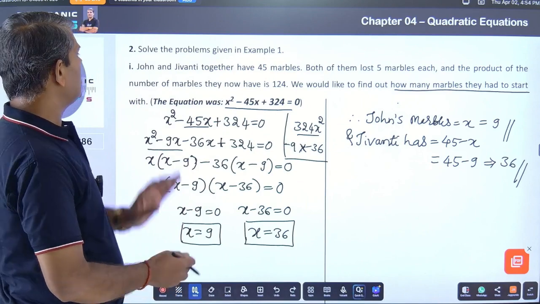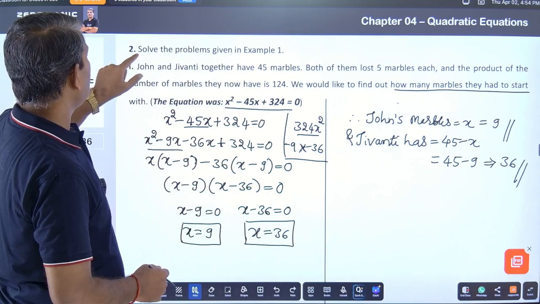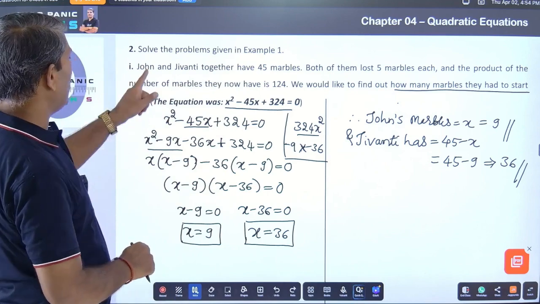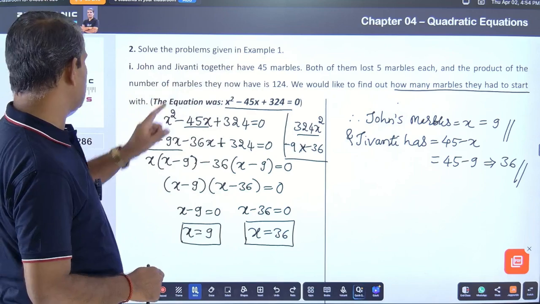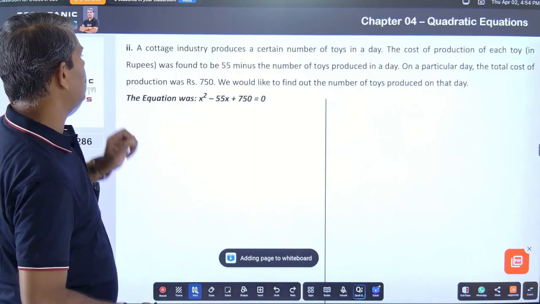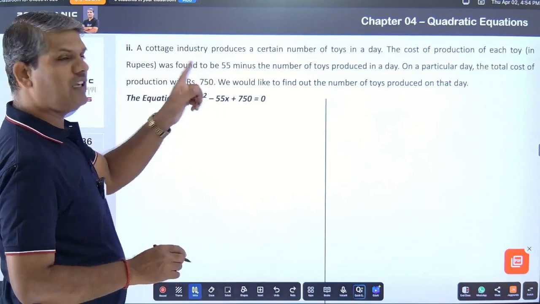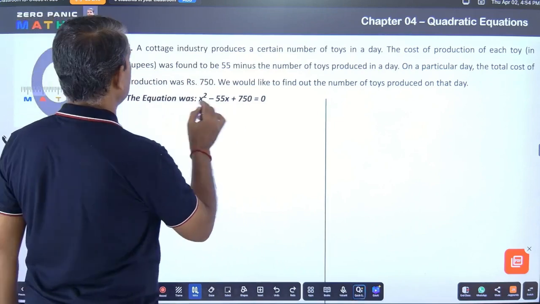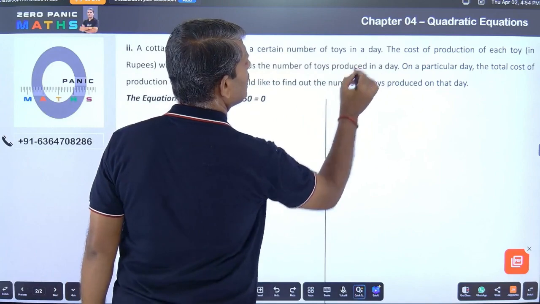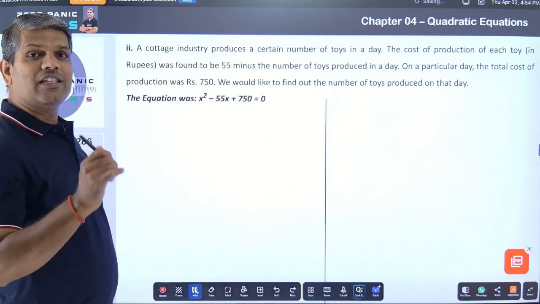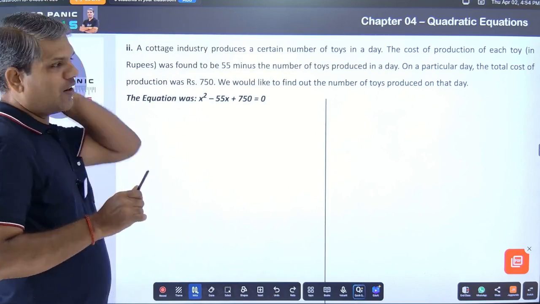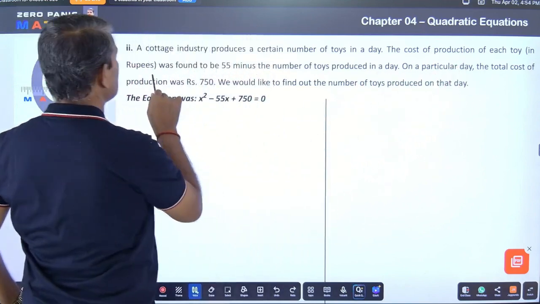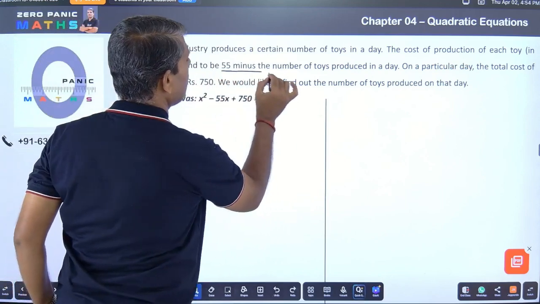Okay, so this is the first problem in the second set of problems, because in example 1 we actually had two problems. One is finding out the marbles with John and Jivanti, and the second is this one, a cottage industry. If you read this problem, you will come to know that you have already found this equation. A cottage industry produced a certain number of toys. So we started with the number of toys produced as x. The cost of production of each toy was found to be 55 minus the number of toys.